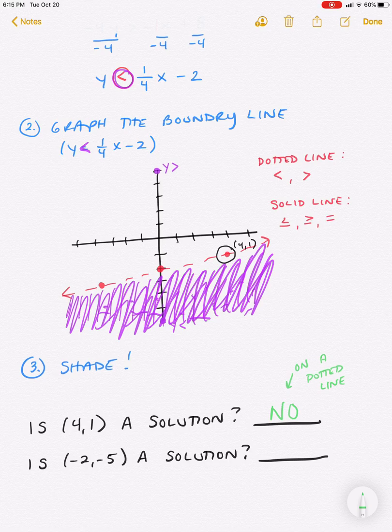So next question: is (-2, -5) a solution? Well, let's find the point (-2, -5). 1, 2, 3, 4, 5. And (-2, -5) is right here where that green dot is in the shading. And so the answer to this would be yes, because any point in the shaded region represents a solution.